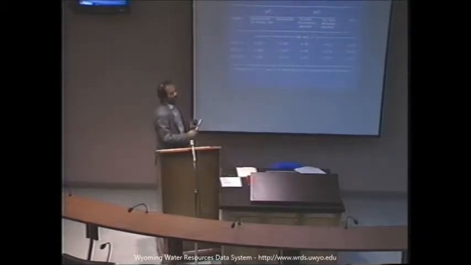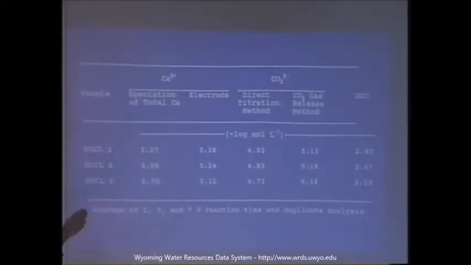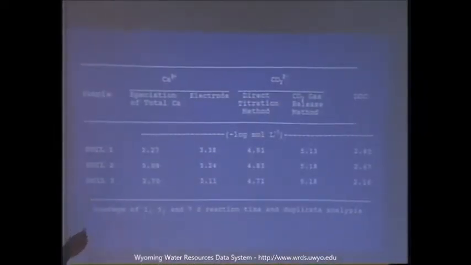Okay, this table shows the comparison between the activities measured by different methods. Again, we have 3 soils here. Then calcium activity from speciation of total calcium, which was measured by ICP, which includes both organics and inorganics. And then electrode calcium. Remember I said electrode calcium measures only inorganic calcium. No organics involved here. And then you got carbonate activity by direct titration method and CO2 gas release method. And then we got dissolved organic carbon also there.